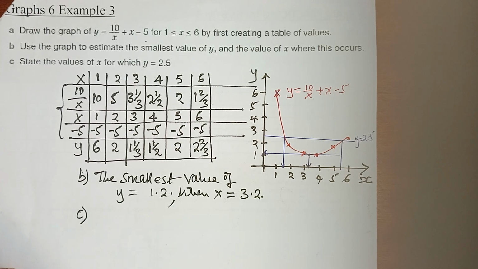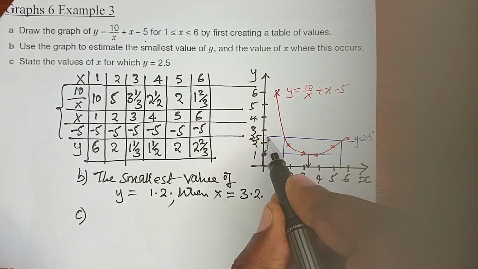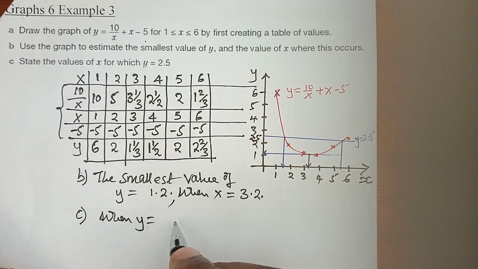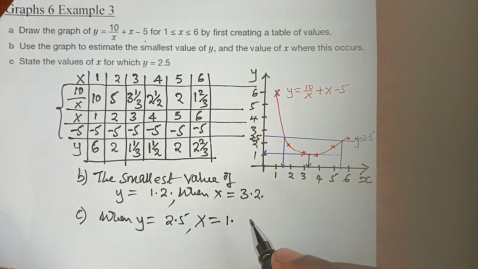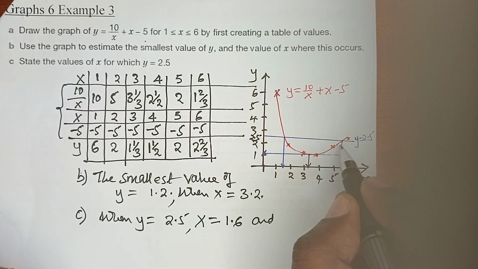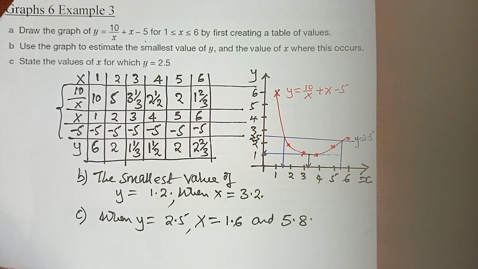So when y is 2.5, x is let's say 1.5, 1.6, and the other value of x when y is 2.5 is 5.8, as you can see. And that is the answer to that question.